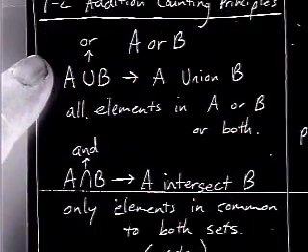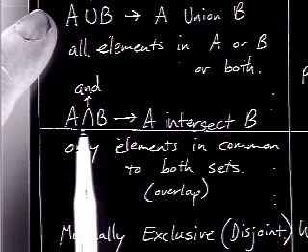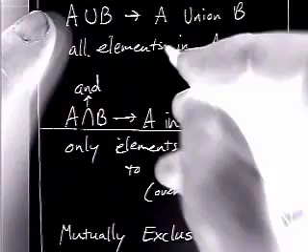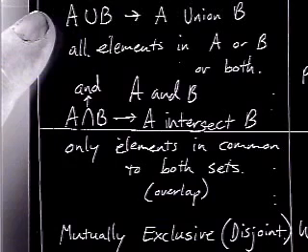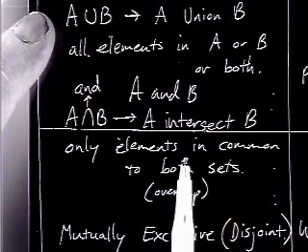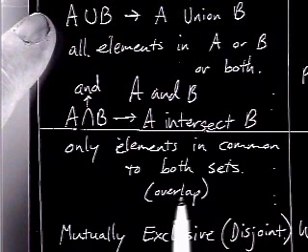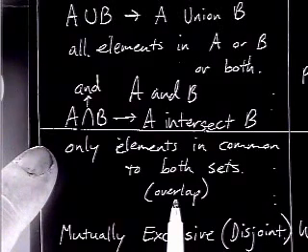Now, another symbol is what looks like the upside down version of the union symbol, and it is read A intersect B, and sometimes we substitute the word and, so it might be A and B. That means the same thing. In this case, we're only looking for elements that are in common to both sets. Sometimes we use the word overlap. Where do they overlap? What do they have in common? That kind of thing.